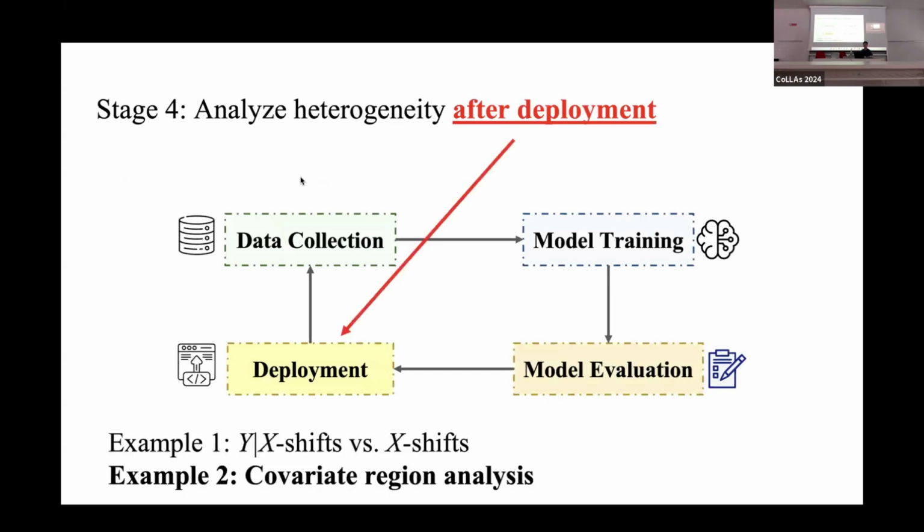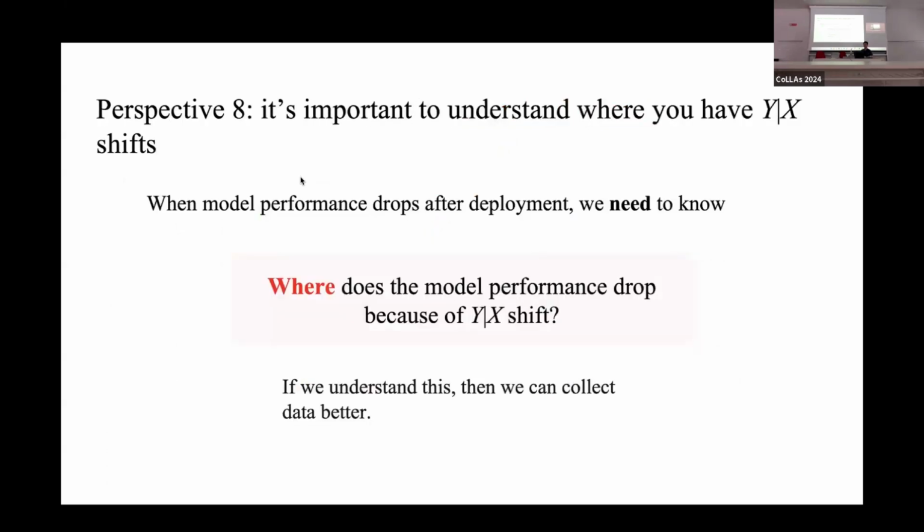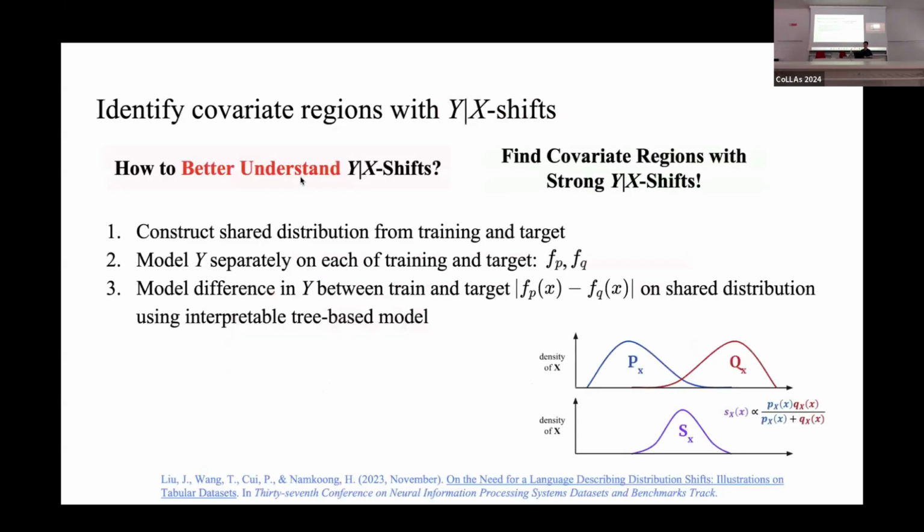It's about covariance region analysis. And the key idea is that even if we know there are huge y(x) shifts, we need to understand where we have y(x) shifts, because it could tell us how to improve our model. And the main question is, where does the model performance drop because of y(x) shifts? And we propose a simple tool to identify the covariance regions with large y(x) shifts.